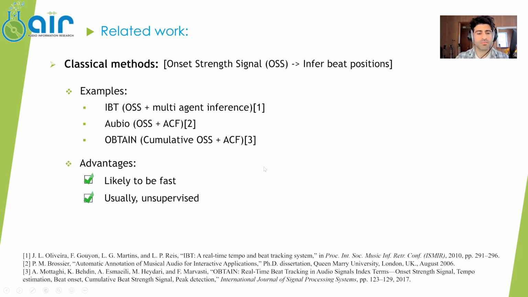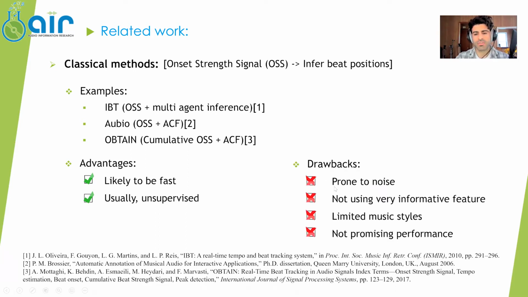Classical methods also have some advantages as follows. They are usually faster and also unsupervised. On the other hand, they suffer from some drawbacks. They are prone to noise. The onset strength signal is not a very informative feature. And also they are limited to music genre. And also the performance of these classical methods is not very promising.